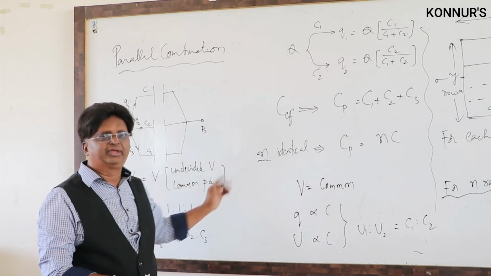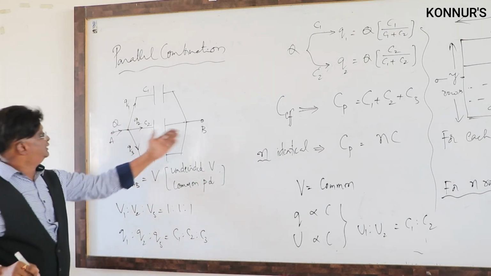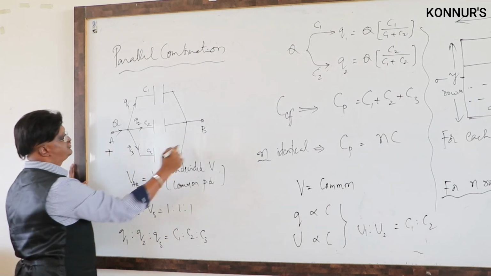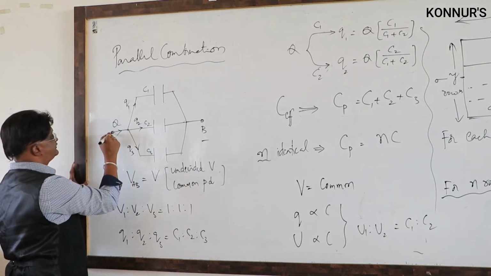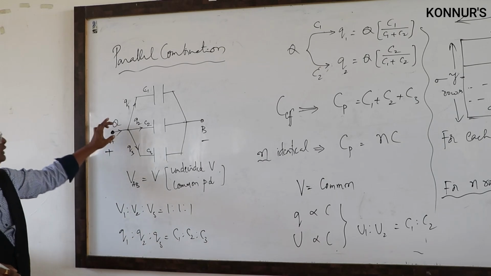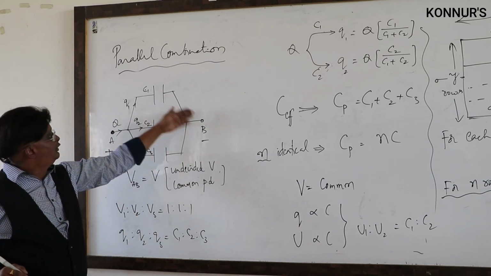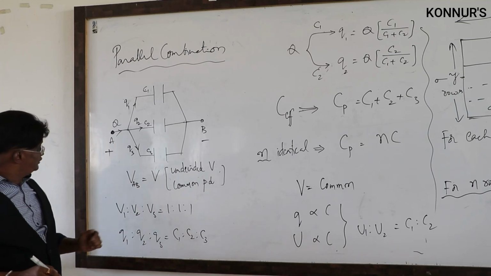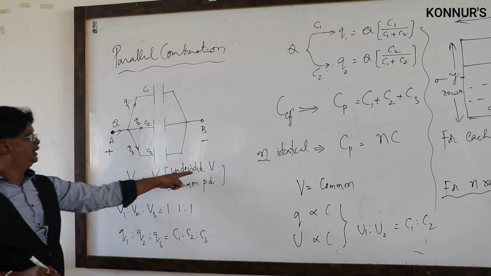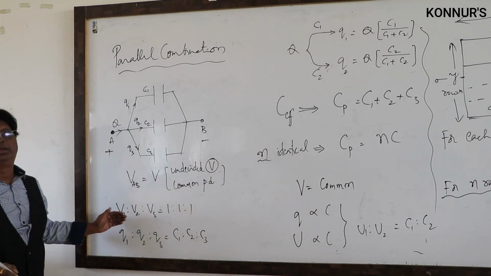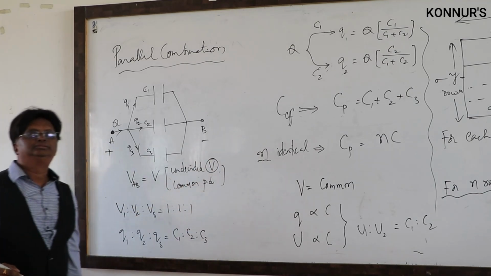I have also shown the same between the points A and B, supposing A at higher potential and B at lower potential. Now A is a common potential point for C1, C2, C3. Similarly, B is also a common potential point for C1, C2, C3, and therefore we have taken the undivided potential, the common potential difference. The ratio V1, V2, V3 will be 1.